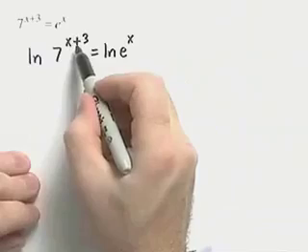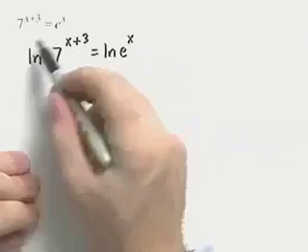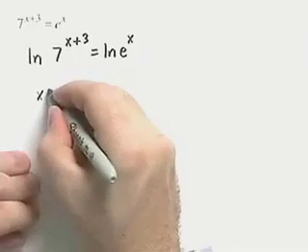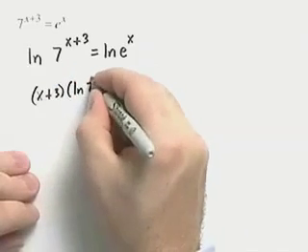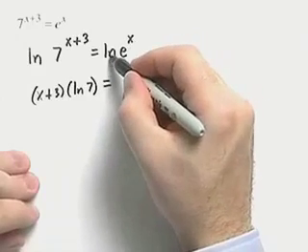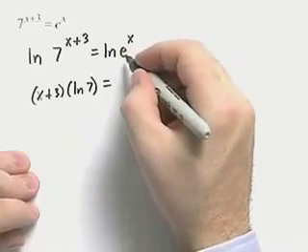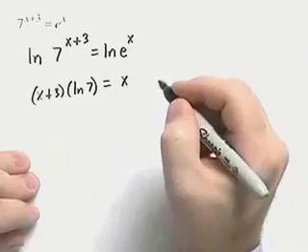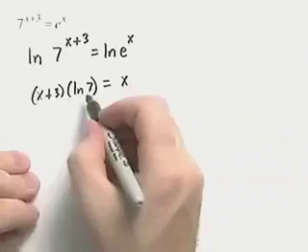The natural log of 7 to the x plus 3, using our rules for logarithms, this x plus 3 power will come out in front. So we'll have x plus 3 times the natural log of 7. Now here we're taking the natural log of e to the x. Since the base of the natural log is e, these cancel each other because they're inverse functions, and we just get x.